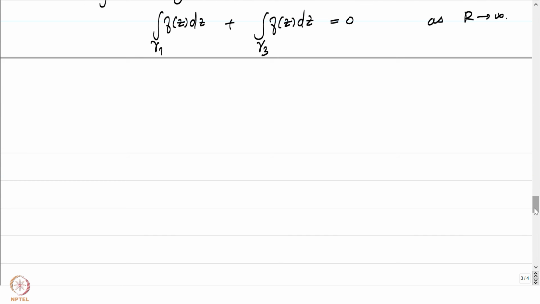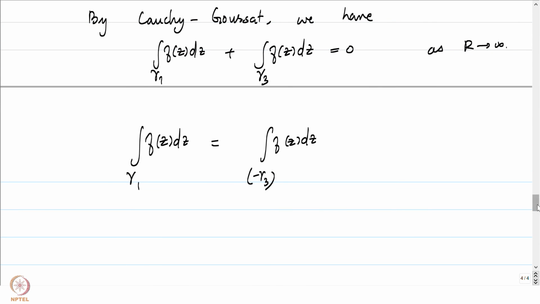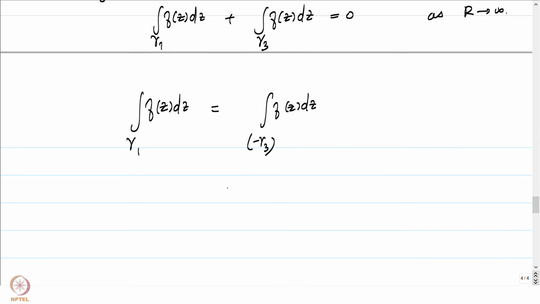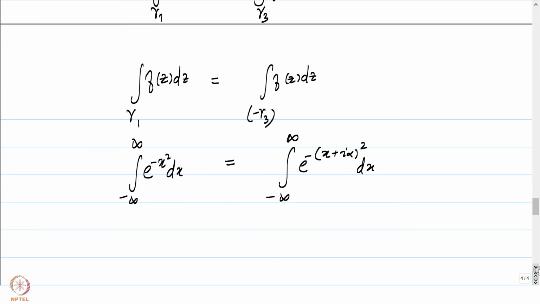And therefore, the integral of f of z dz over gamma 1 is equal to minus the integral of f of z dz over gamma 3, which is the same as the integral over minus gamma 3, the reversal, of f of z dz, and we have explicitly computed both these quantities. The right hand side is going to be the integral of e to the power minus (x plus i alpha) the whole squared dx from minus infinity to infinity. And this is going to be the integral of e to the power minus x squared dx from minus infinity to infinity. And that's precisely what we had set out to do.